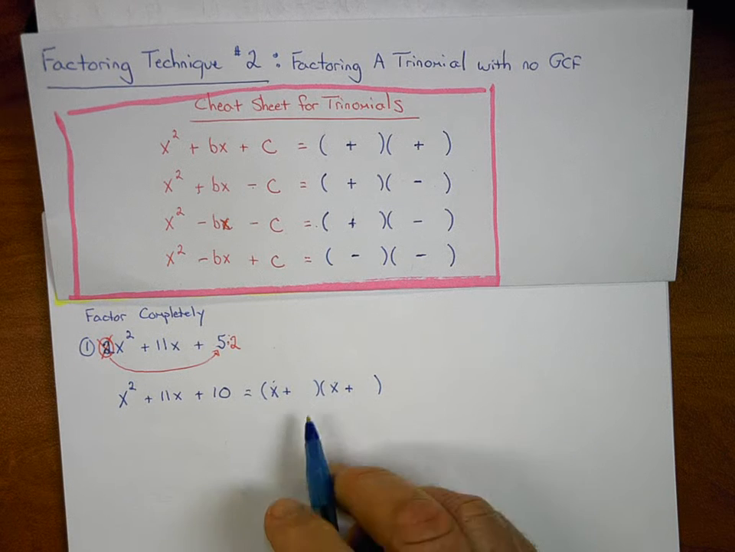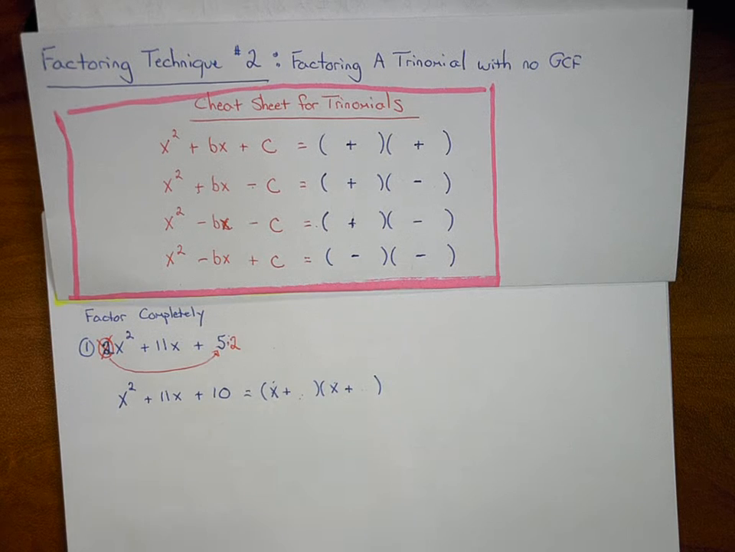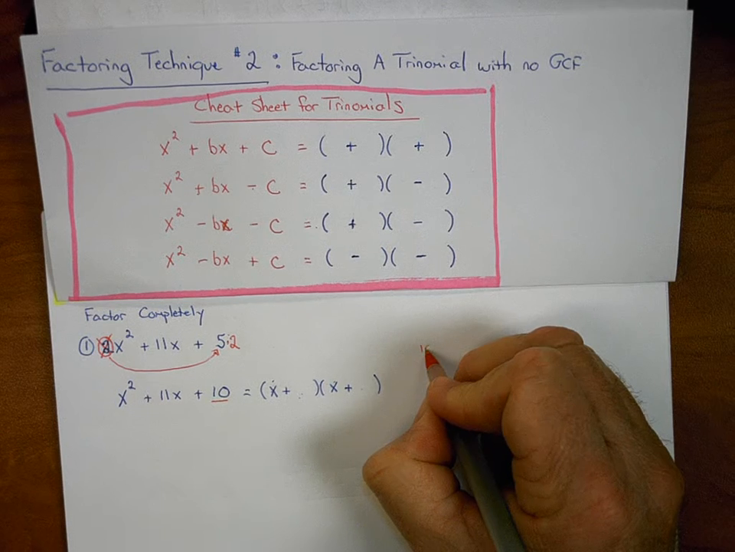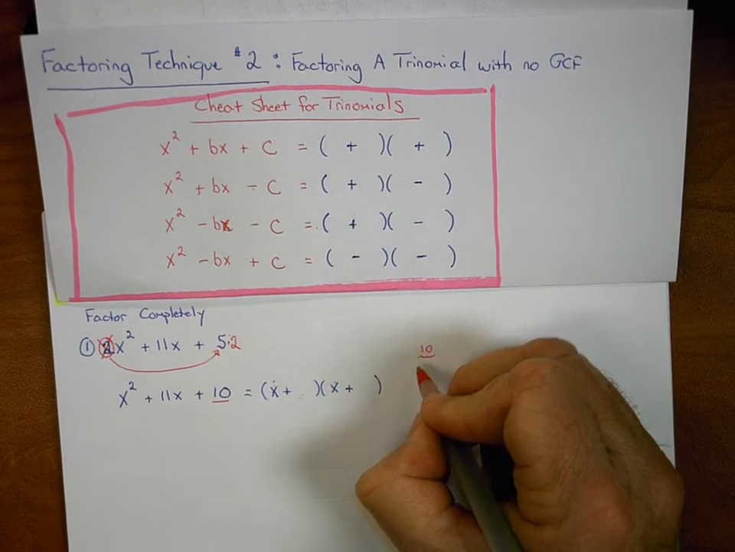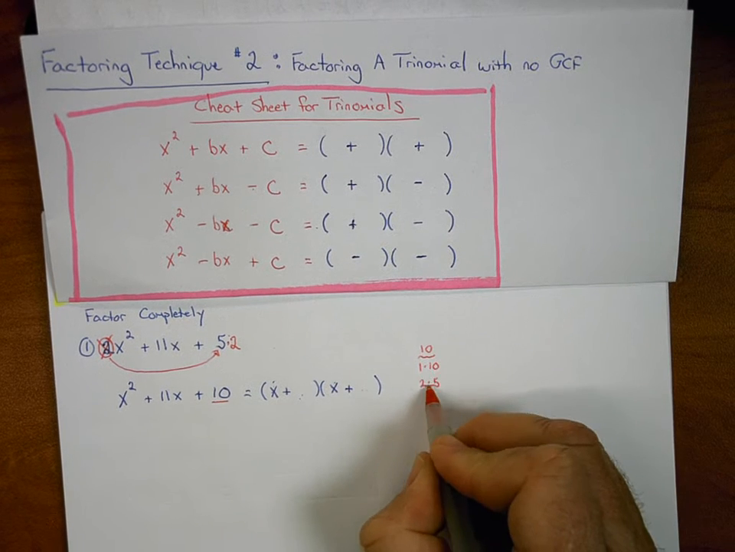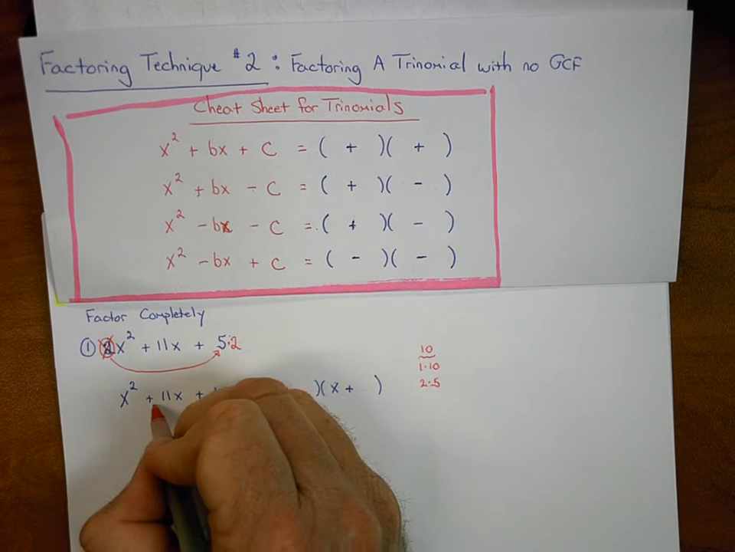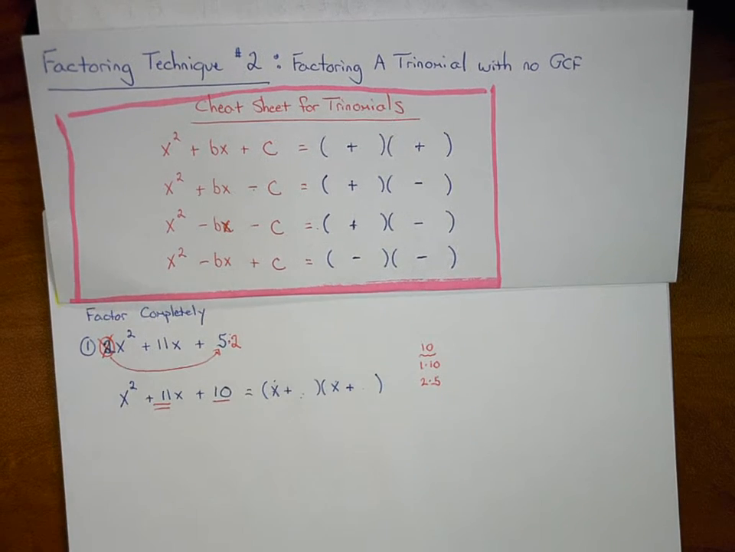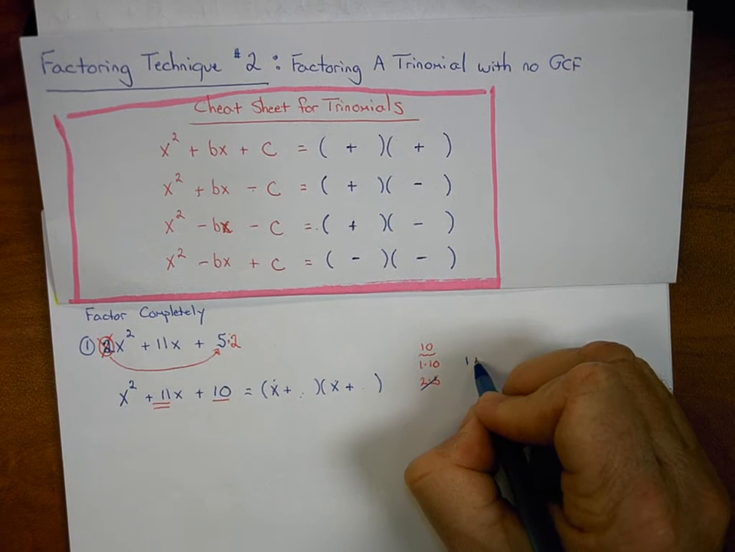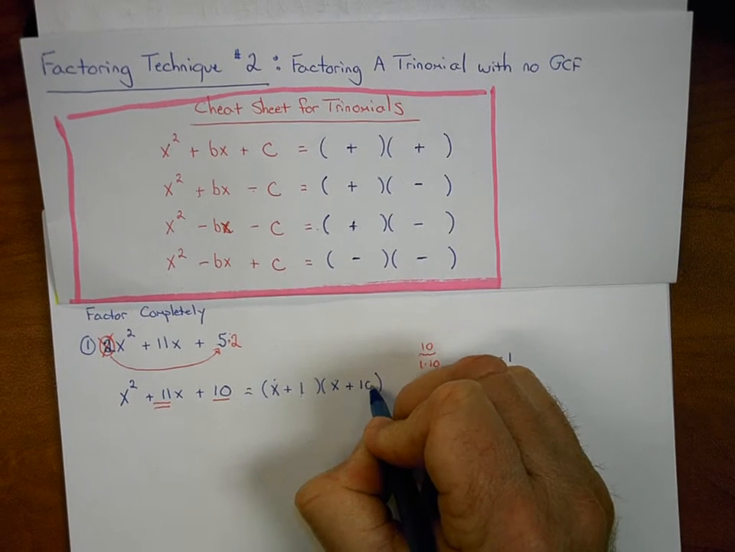Then I want to fill in what numbers go after each plus. So how do I do that? Well, I take my last number, which we call my C value, which is 10, and I write down the pairs of numbers that multiply to make 10: 1 times 10, 2 times 5. One of those is my answer, the pair that can be added or subtracted to make my B value, which is positive 11. That has to be 1 and 10. 1 plus 10 is equal to 11. So I put a plus 1 there, and a plus 10 right there.